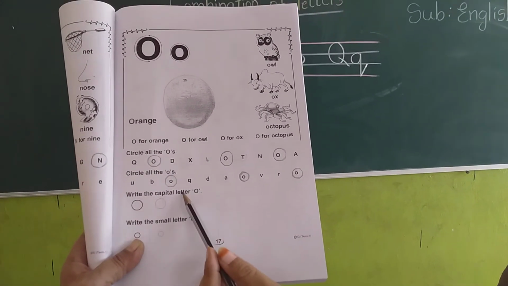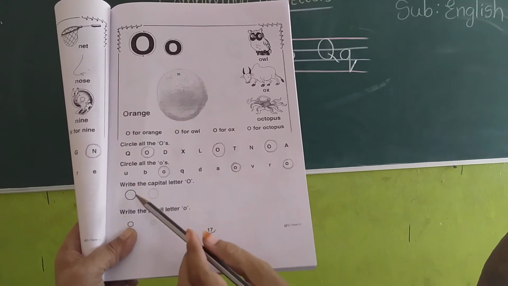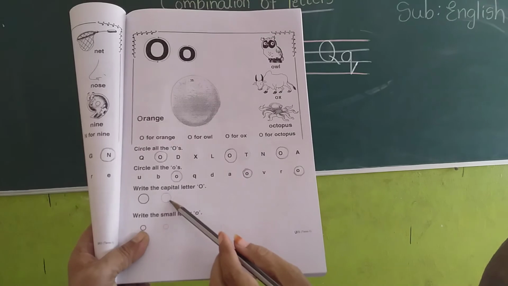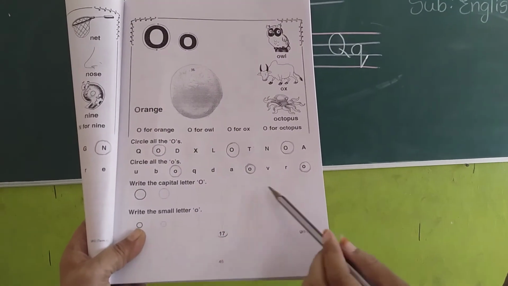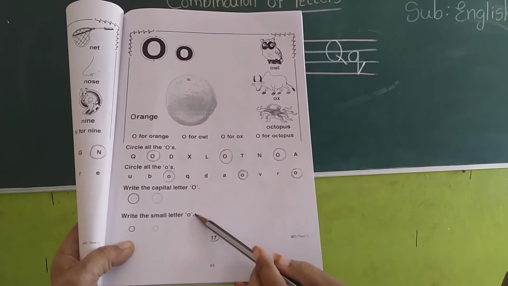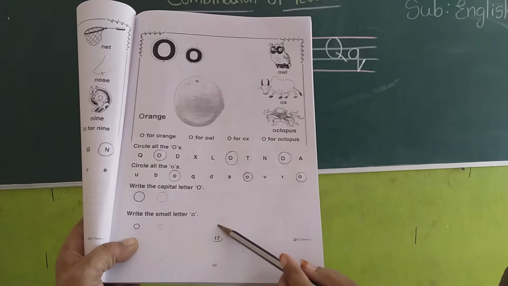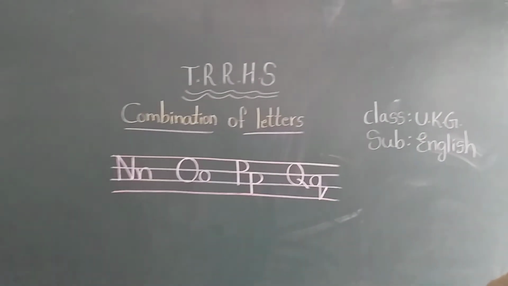Write the capital letter O. In these lines you have to write capital O. Like this you have to finish. And write the small letter O. Here you have to write small O in these lines neatly. Okay. Next, turn the page.